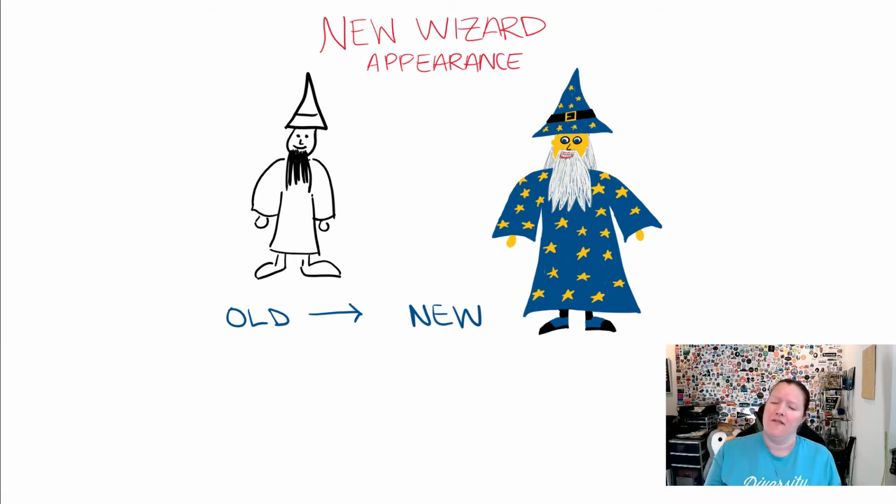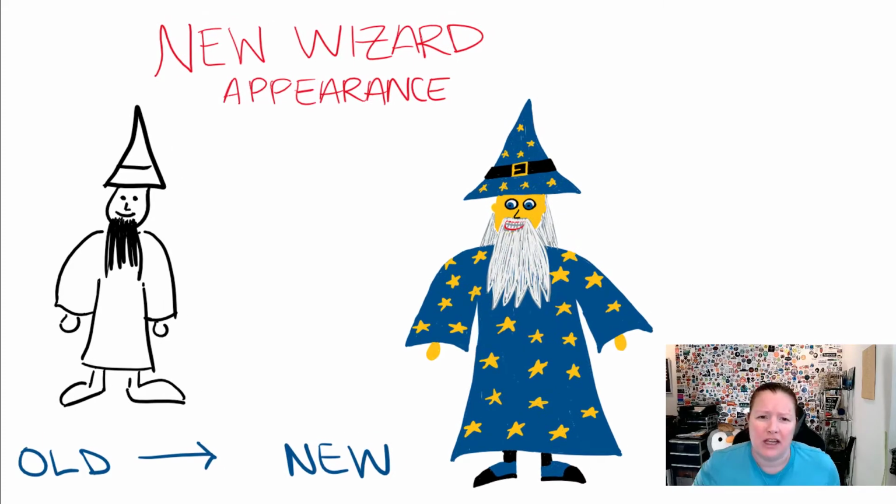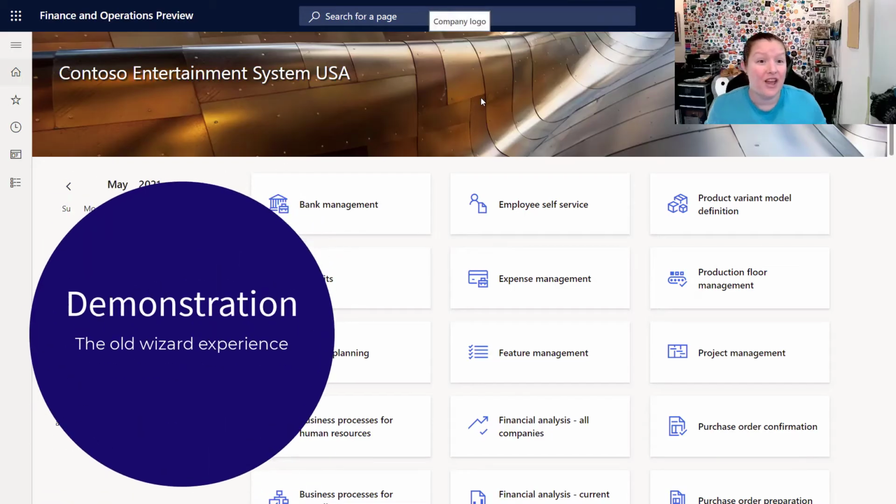As my very high quality image that I've drawn myself here in OneNote depicts, we have a new look and feel for the wizards. So what do you say we go take a look at what the old wizard looks like and what the new wizard looks like? So I'm here in Finance and Operations, and I'm using 10.0.19, which is the release or a later release that you'll need in order to start using this new feature.